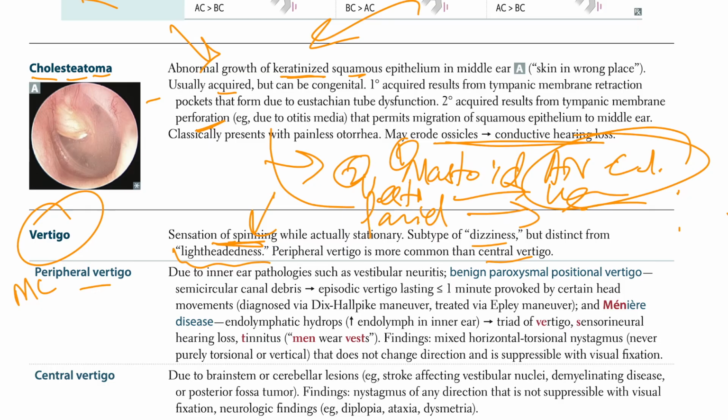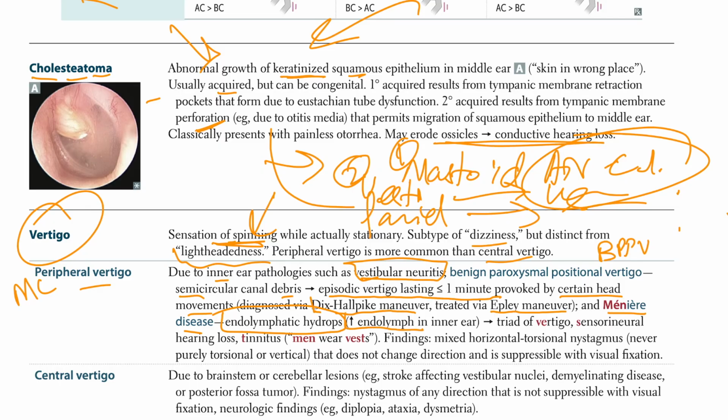Peripheral vertigo is due to inner ear pathology such as vestibular neuritis, benign paroxysmal positional vertigo, so BPPV, right? And that's the semicircular canal debris that causes episodic vertigo lasting less than 1 minute, provoked by certain head movements, diagnosed via Dix-Hallpike maneuver, treated via Epley maneuver, and Meniere's disease, which is endolymphatic hydrops.